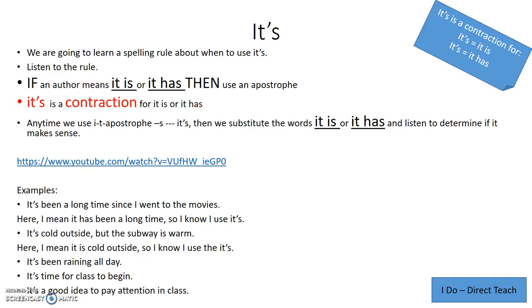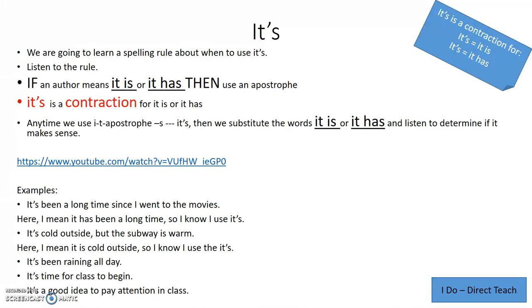All right. Now, that was very easy to understand. So let's review it's real quick. I'm going to give you a few examples. It's been a long time since I went to the movies. Here I mean it has been a long time. So I know that I use I-T-apostrophe-S because what I'm saying is it has been a long time. It's cold outside, but the subway is warm. So here I mean it is cold outside, so I know I use the I-T-apostrophe-S.